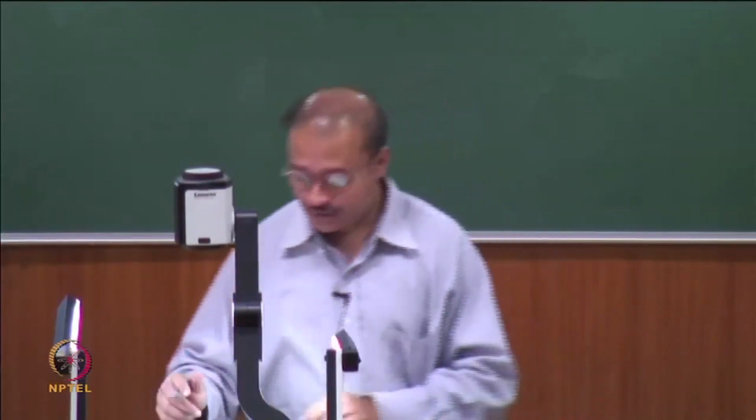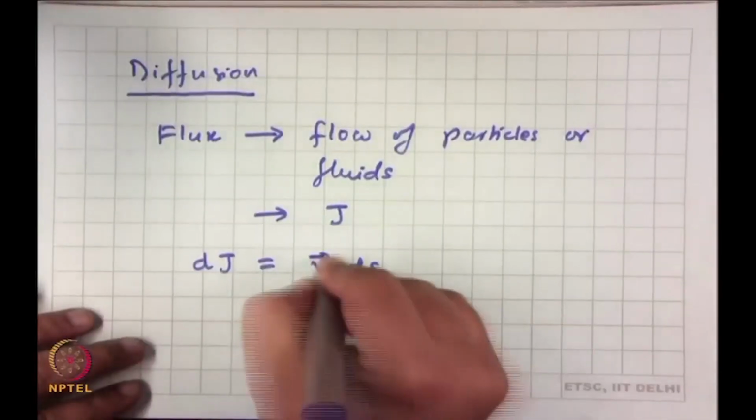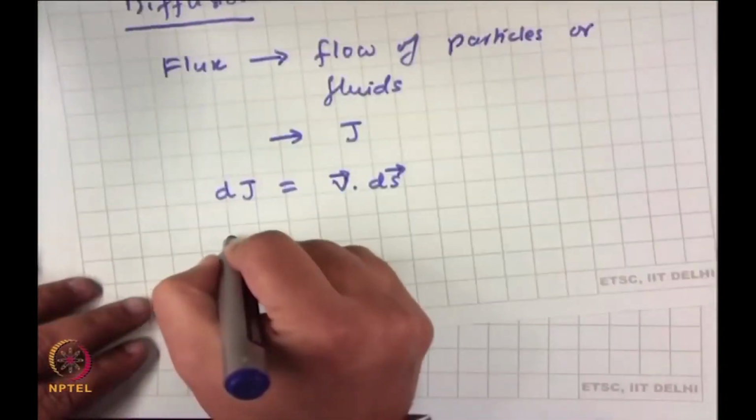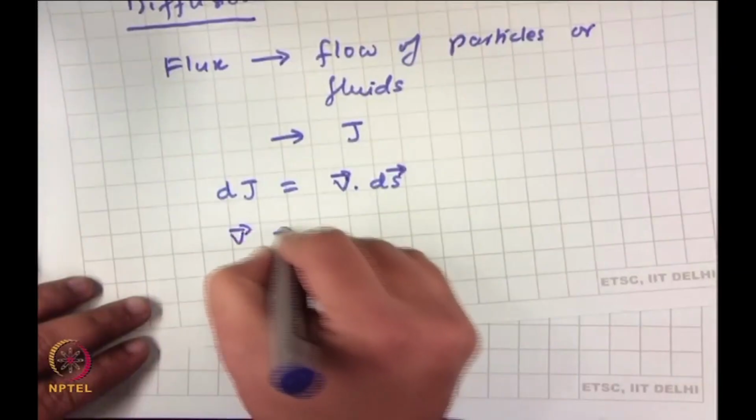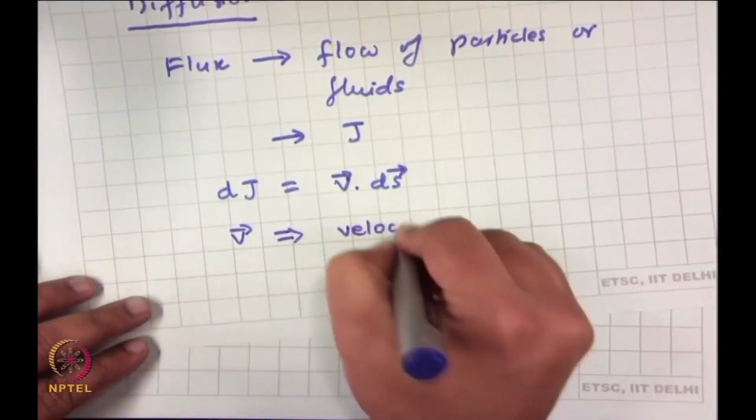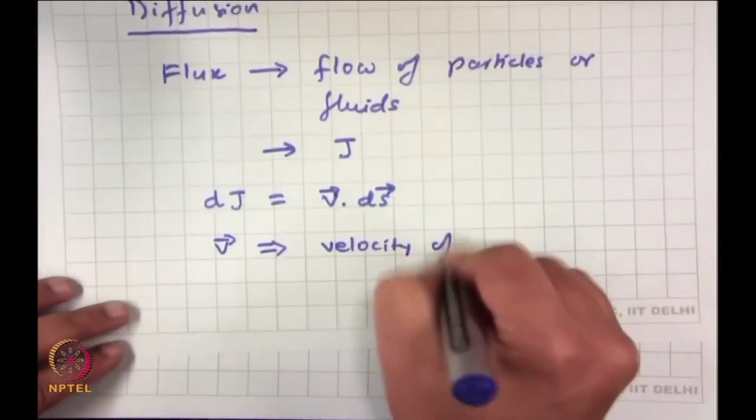So, how do we define v? Remember, these are again vector quantities. Okay. So, v essentially can be written as your velocity of flow.